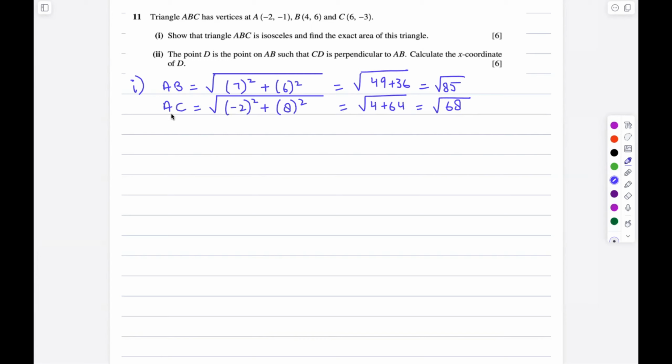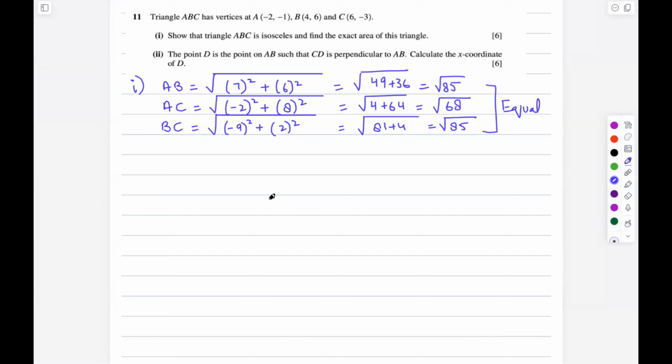Now we have AB and AC, so we can find the length of BC. BC will be equal to the square root of (-3 minus 6), which is -9 squared, plus (6 minus 4), which is 2 squared. So this will become 81 plus 4, which is equal to the square root of 85. Now, as these two lengths are equal, it means that the triangle is isosceles.